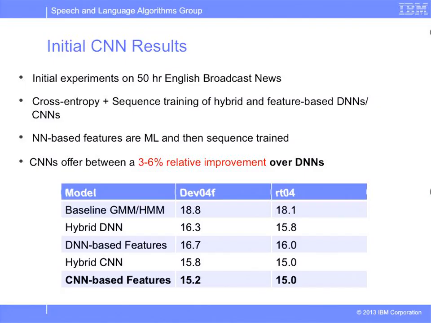I compare this in both the hybrid setup and a DNN feature-based setup as well. What you can see is that both for the hybrid CNN or the feature-based CNN, we get between a 3 and 6% relative improvement over the DNNs. Whether it's hybrid or feature-based, it doesn't matter.